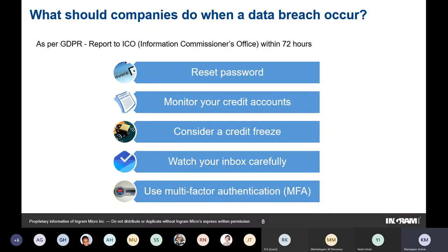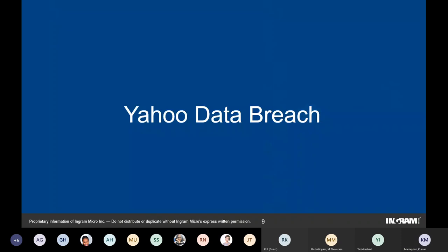If you add a one-time password mechanism to authenticate users when they log into a critical application, it is going to safeguard them from static password discovery. These are some of the things companies can and should do when a data breach occurs. One of the most important things is notification.